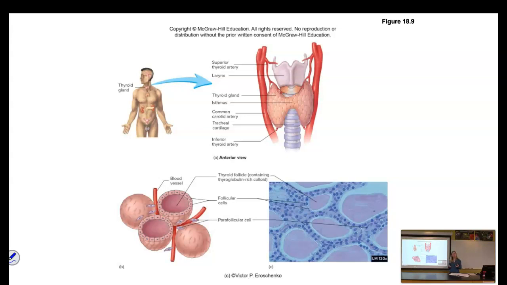This is a little unique as well. Most of our organs aren't going to store like a 3-month supply of a hormone. Most of them are kind of making the hormone as needed. And here in the thyroid gland, we do see quite a bit of storage going on.